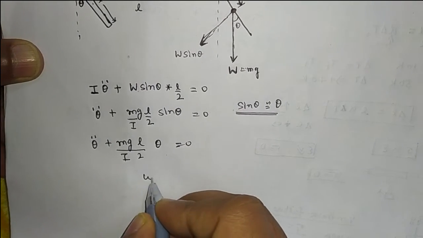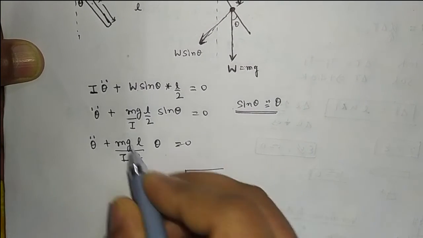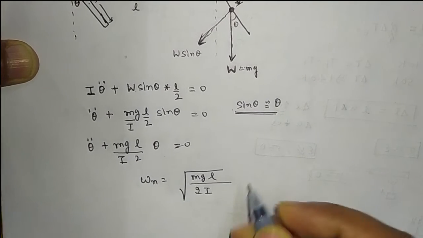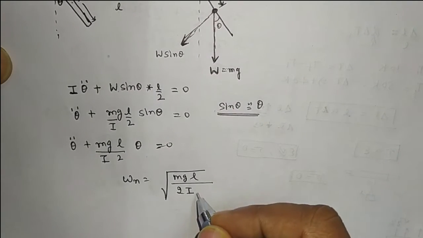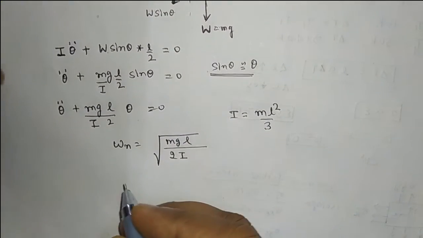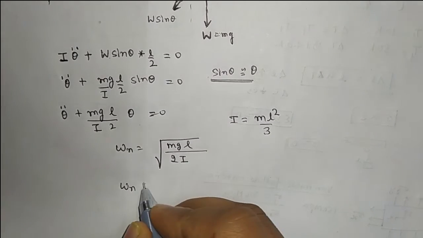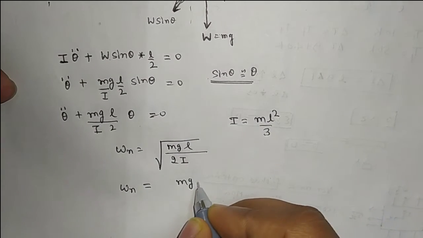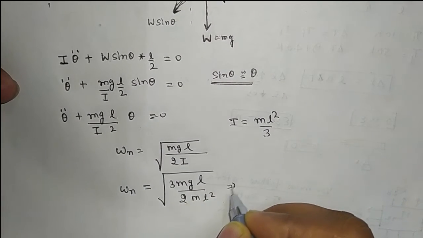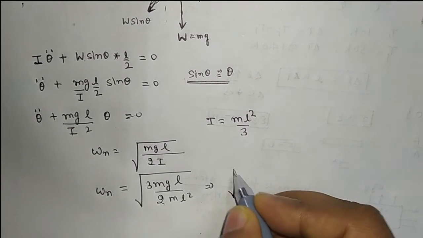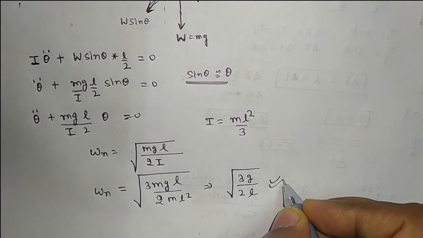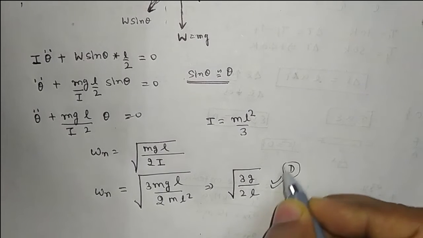We know that the natural frequency will be equal to the square root of this term, mg L by 2I. The mass moment of inertia of the rod is equal to m L square by 3. Putting the value of I in this equation, we will get the square root of mgL by 2 divided by mL square by 3. After solving, we get 3g by 2L. This will be the right answer. Option D is correct.